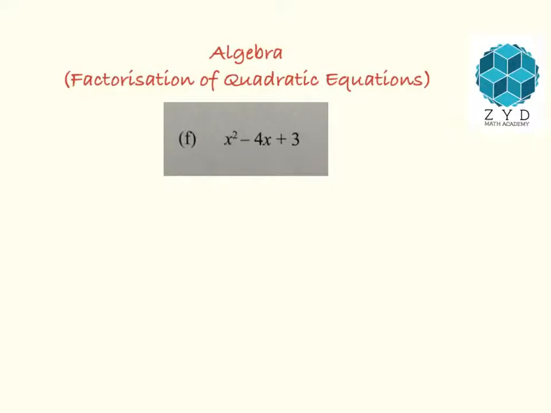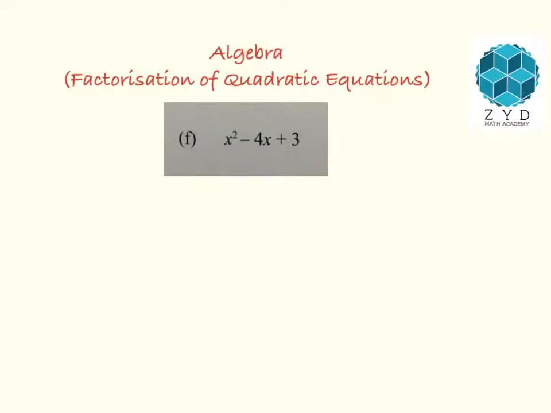Today's lecture will be on factorization of quadratic equations. I believe this is covered in secondary 2. So let's see how this factorization is done. Unlike the previous factorization question, this expression doesn't have a common term for all three terms. Like you see here, x squared, 4x, and a 3. There are no common terms for all these three terms. So there is a special method to factorize this.